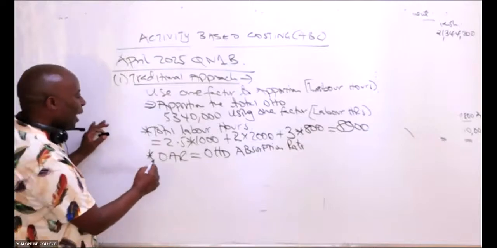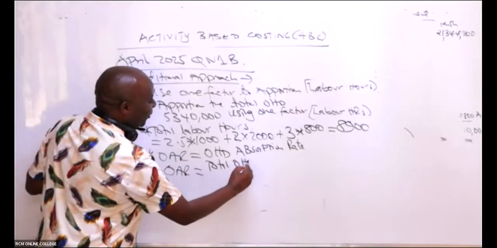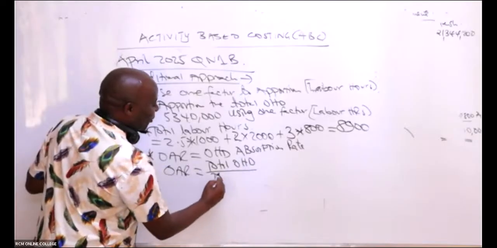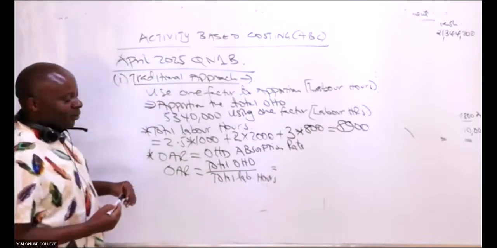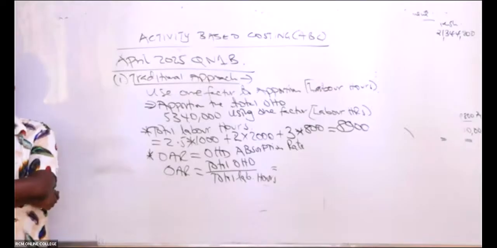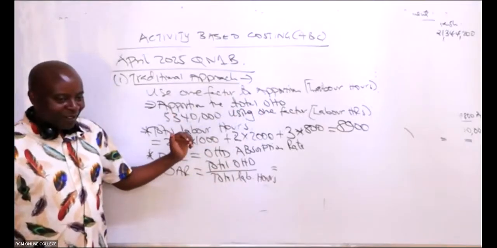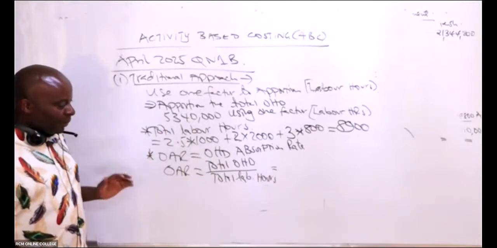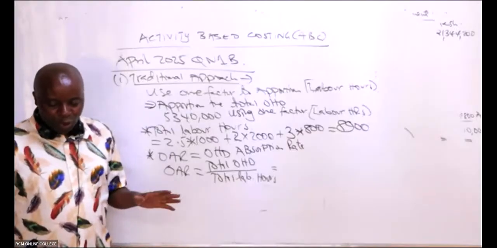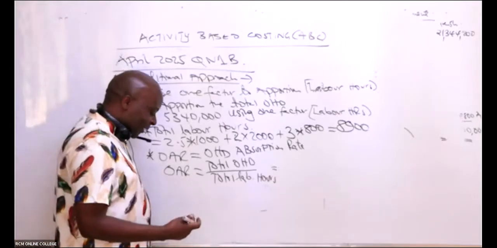How do I get this OAR? So OAR will be the total overhead all over the total labor hours, because here we must use the factor of absorption, the basis of absorption. And the basis in this case here is labor hours. So total overhead over total labor hours. So total overhead, how much are we talking about?